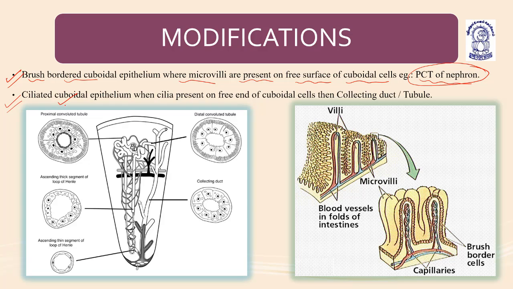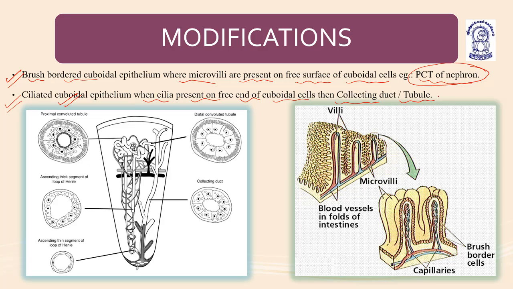Ciliated cuboidal epithelium: when cilia are present on the free end of cuboidal cells, as in the collecting duct or tubule. So brush border epithelium and ciliated. Brush border epithelium is present in the PCT, where the free surface of the cuboidal cells has microvilli. And ciliated cuboidal epithelium, with cilia on the free end of cuboidal cells, is found in the collecting duct and tubule. Okay. So what I am telling, please just listen.